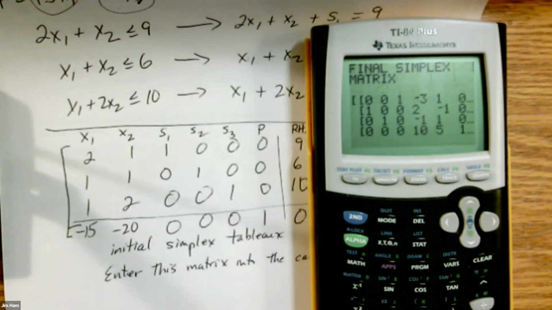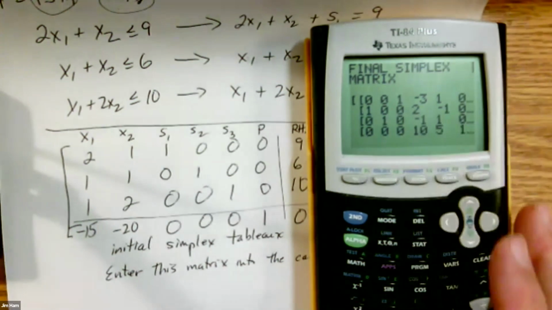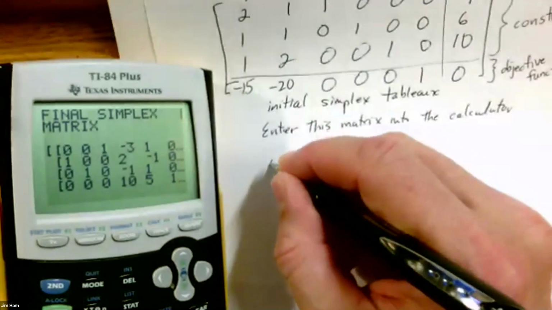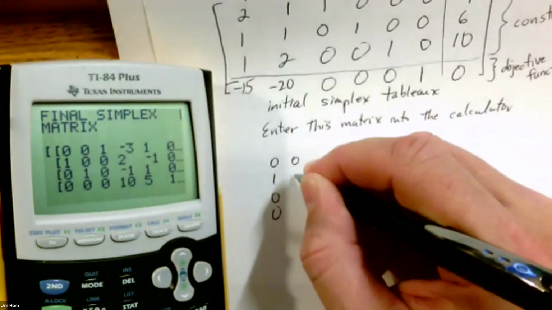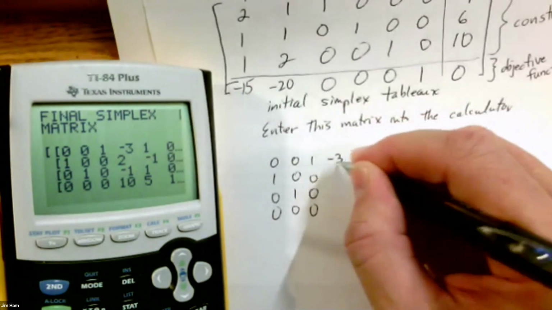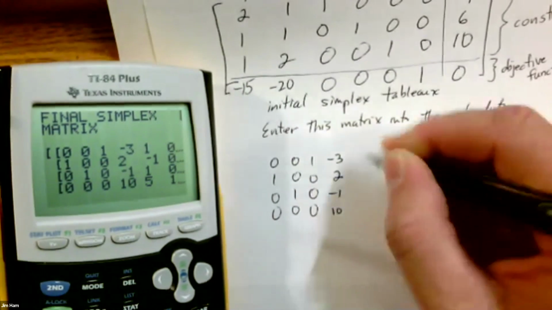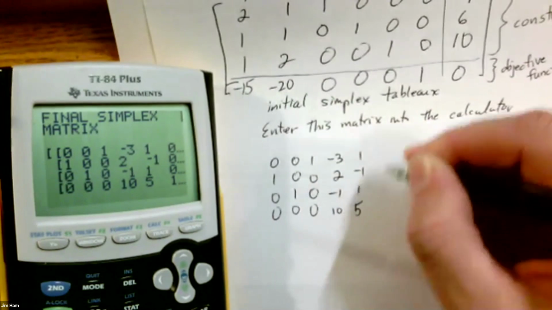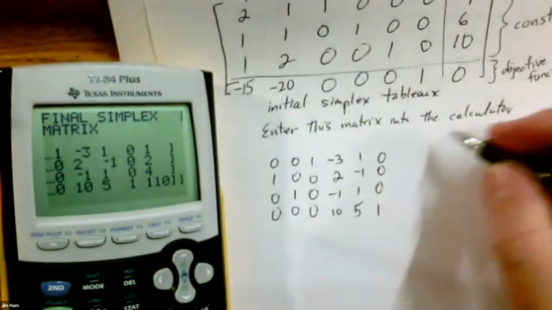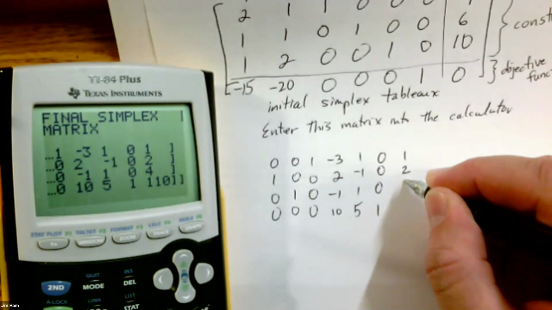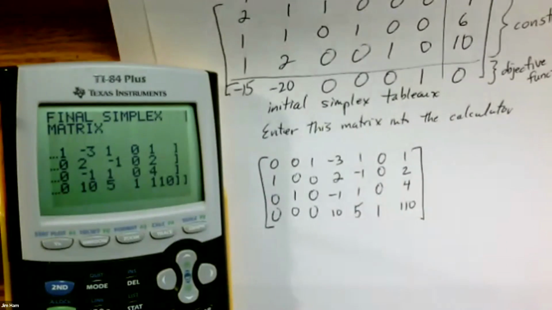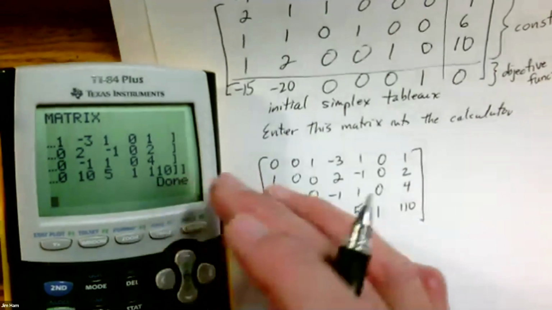And then I'm going to write down the final simplex matrix. So while it's pausing here, I'm going to write down this entire matrix. So 0, 1, 0, 0, 0, 0, 1, 0, 1, 0, 0, 0. And we've got a bunch of negative 3, 2, negative 1, 10, 1, negative 1, 1, 5, and 0, 0, 0, 1. Okay, and then finally 1, 2, 4, and then 110. All right. So this is the final matrix, and then it says it's done.